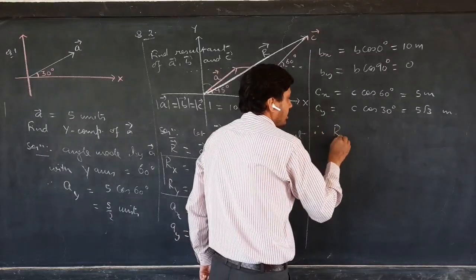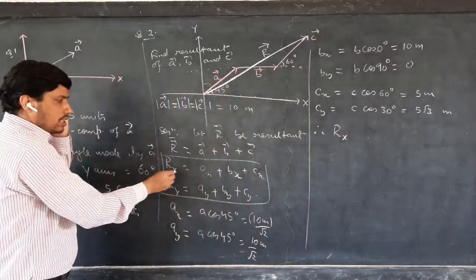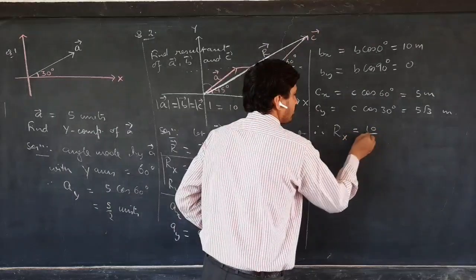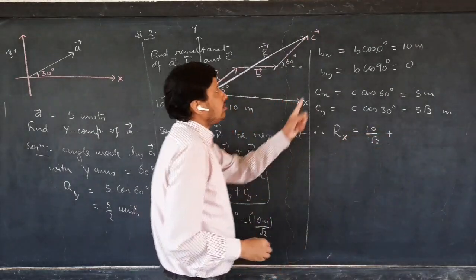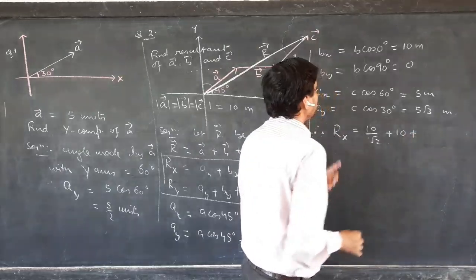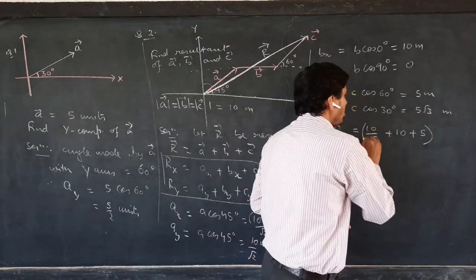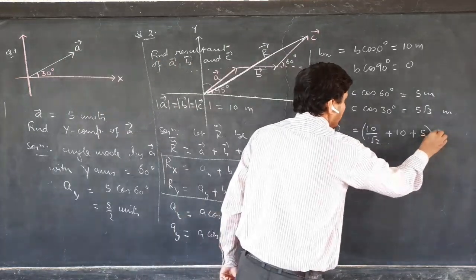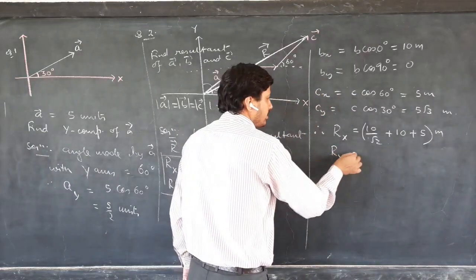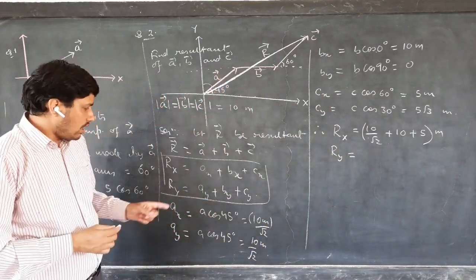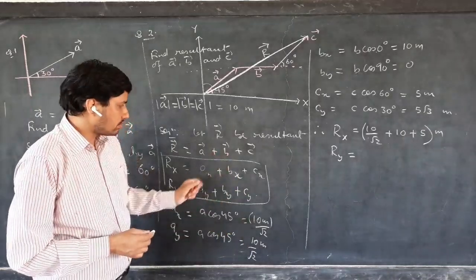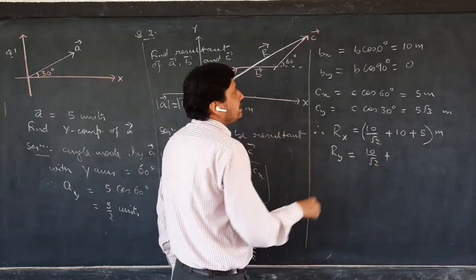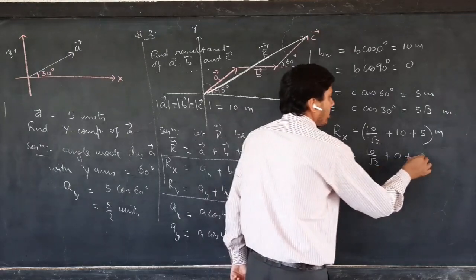So Rx, which is the sum of Ax, Bx and Cx, will be, you see this one, 10 by root 2 plus bx is 10 and cx is 5. Now, if you wish, you can take 5 common, you can take LCM and you can simplify it a bit. I'm not going to do that. My intention is just to discuss the method. Ry will be, you see, ay plus by plus cy. So ay is 10 by root 2, by is 0, and cy is 5 root 3.